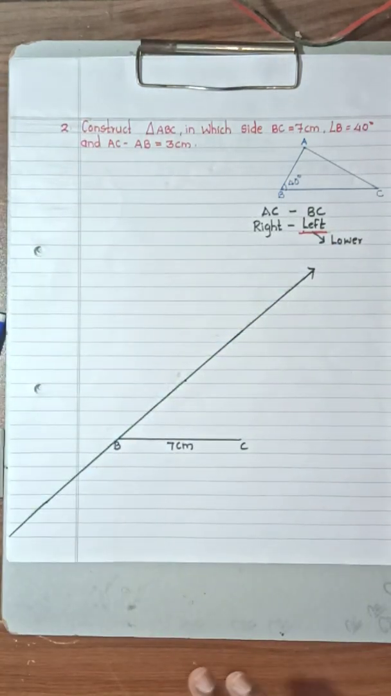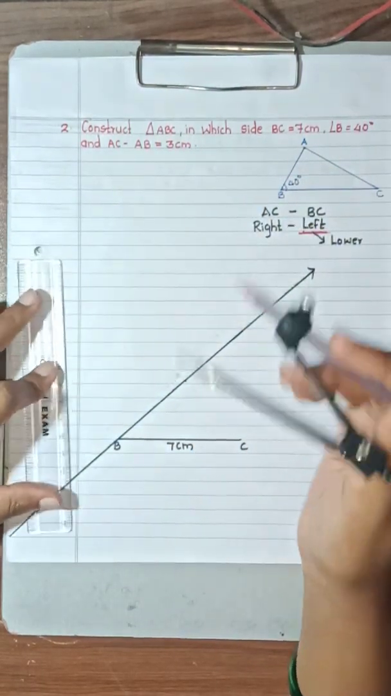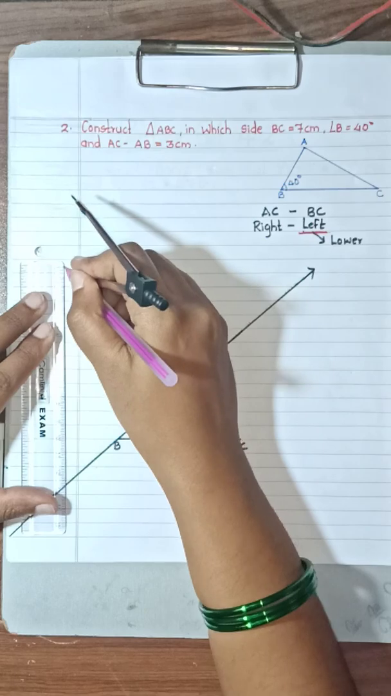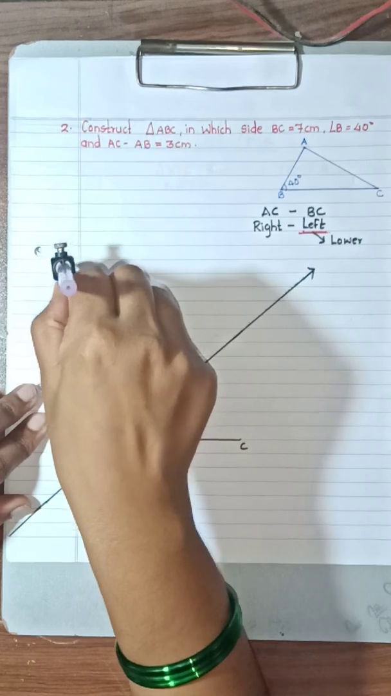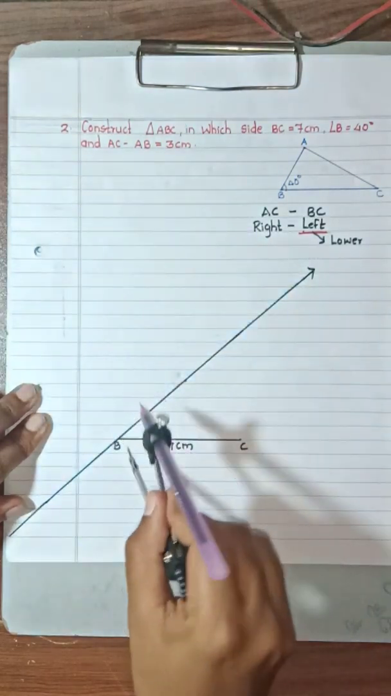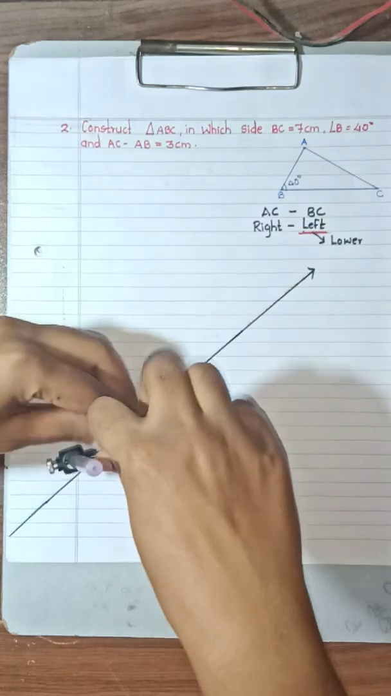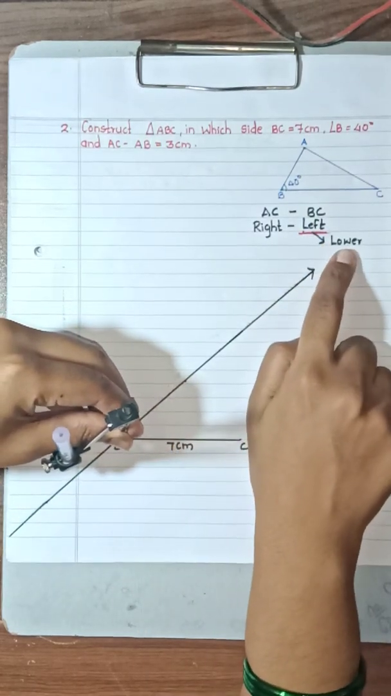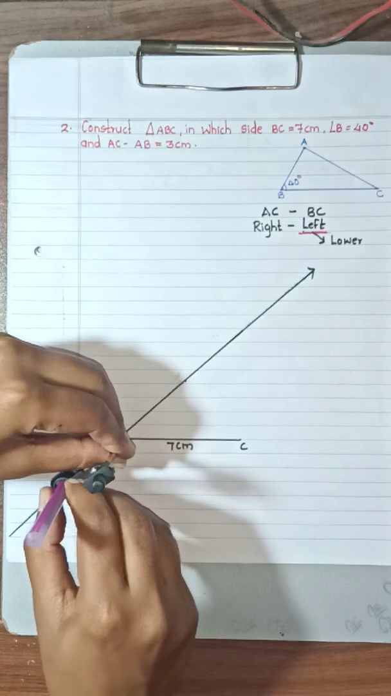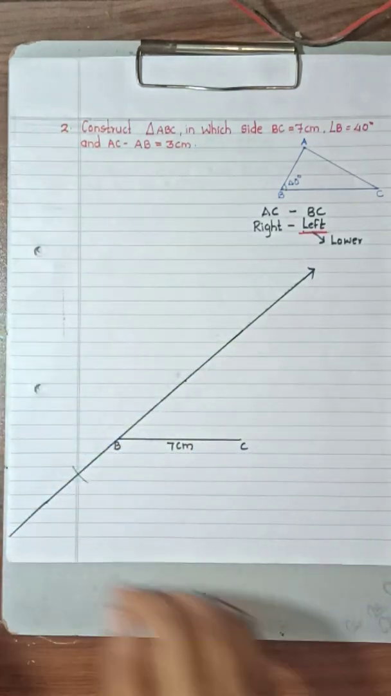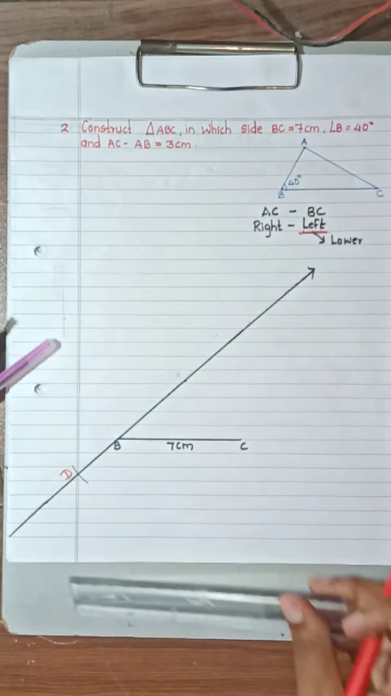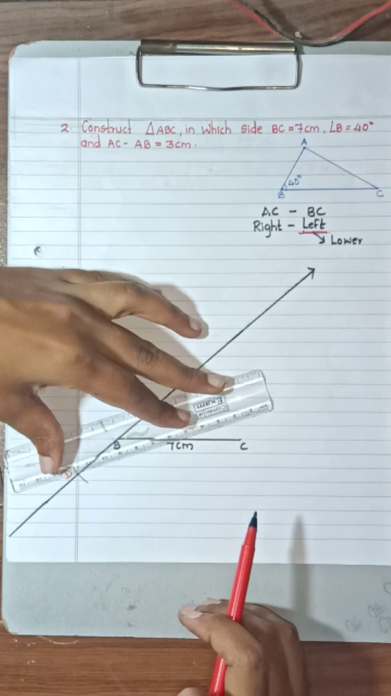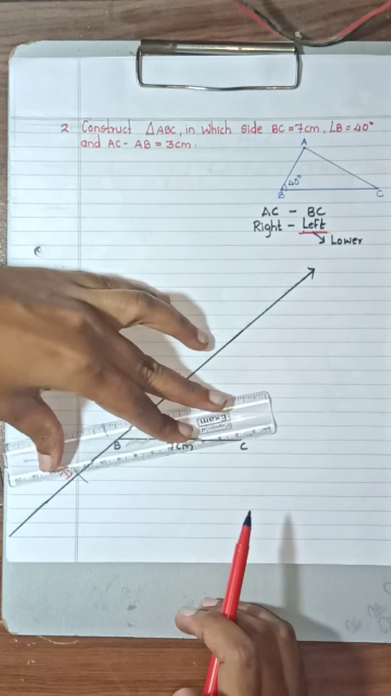Now here, with the help of your compass, you will be taking AC minus BC, that is 3 centimeters. So I'll mark here a 3 centimeter distance. I'll take that distance in my compass and keep it at point B. Now, since left has come, we have to mark the arc below over here. So I have marked the arc over here. I'll name it D, and we'll join this arc to point C.